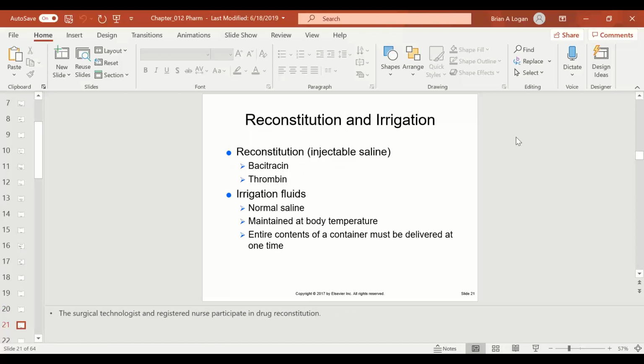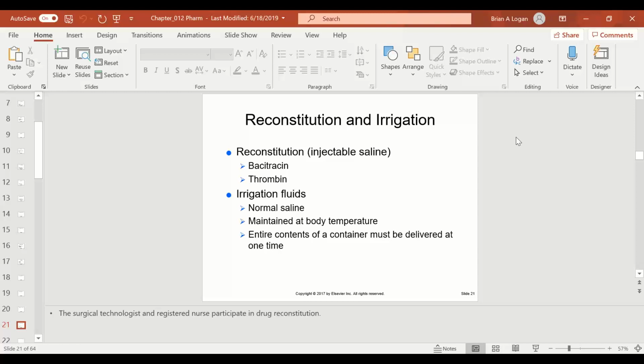Reconstitution. We do have some medications out there that come in powder form, and we need to use injectable saline to get them back into liquid form. Bacitracin and thrombin are two of the bigger examples. Bacitracin is an antibiotic, and once we reconstitute it and turn it back into liquid, we add it to our irrigation. So now we have antibiotic irrigation.